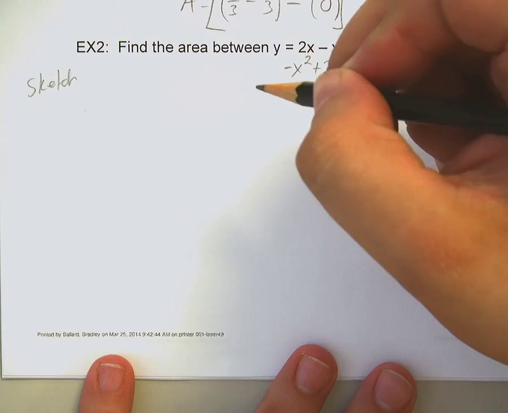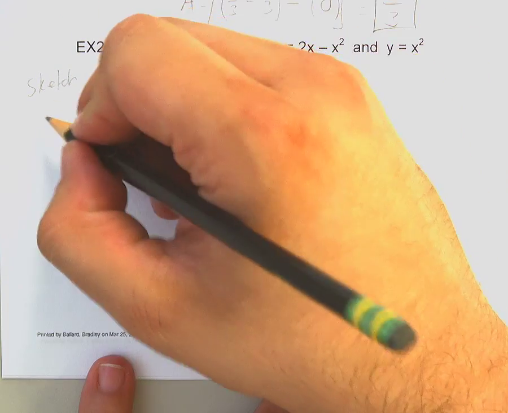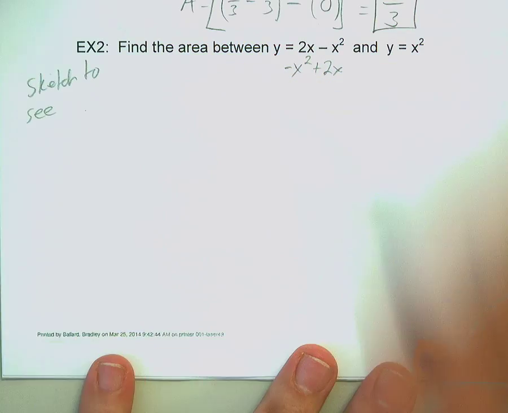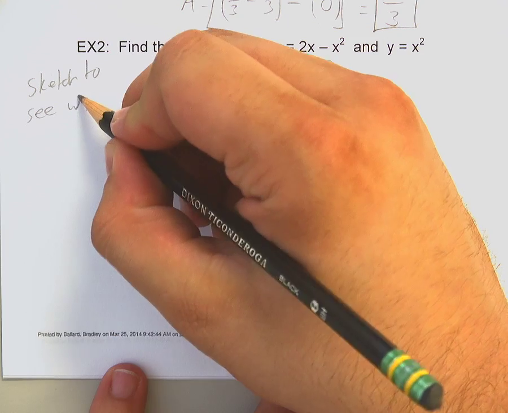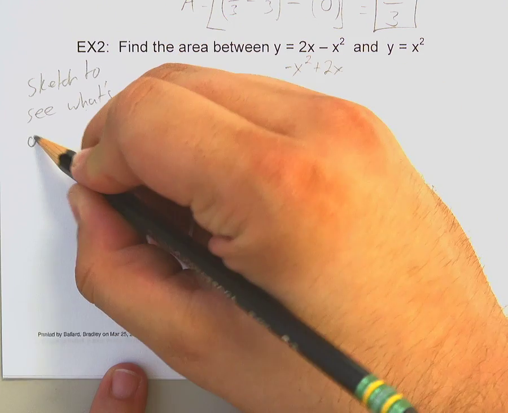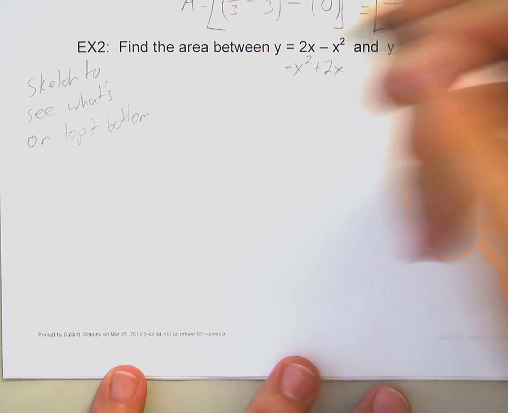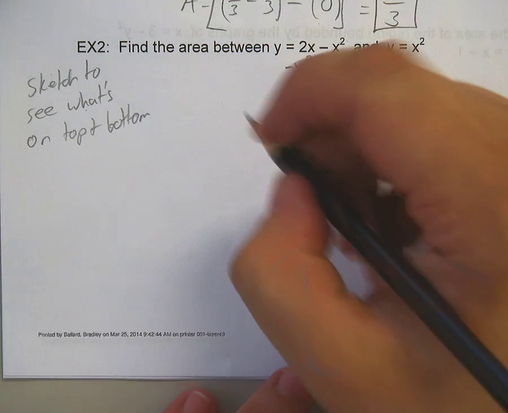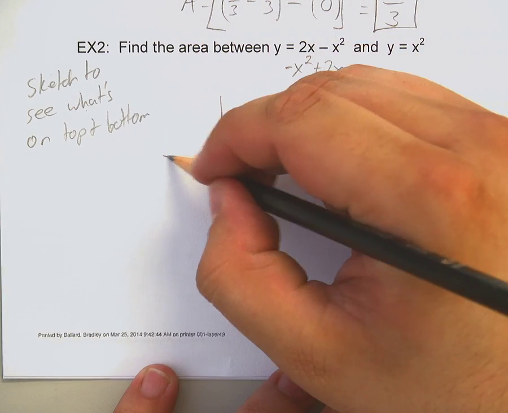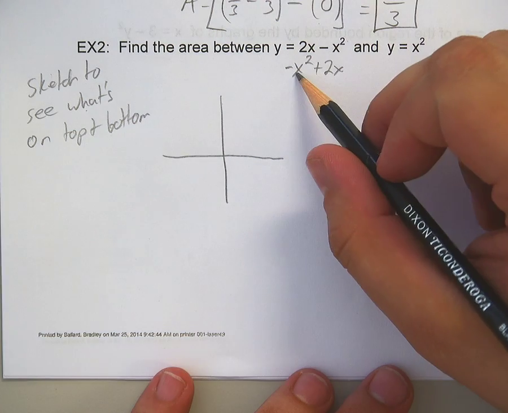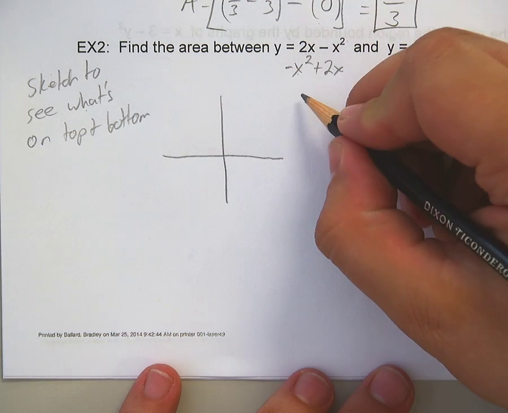What I'm going to do is sketch a graph to see what's on top and bottom. So sketch to see, this is a visual helper. Sketch to see what's on top and bottom, because sometimes it's a little misleading. So let's sketch a graph here. It doesn't have to be accurate, so let me figure out what the zeros of this graph are.